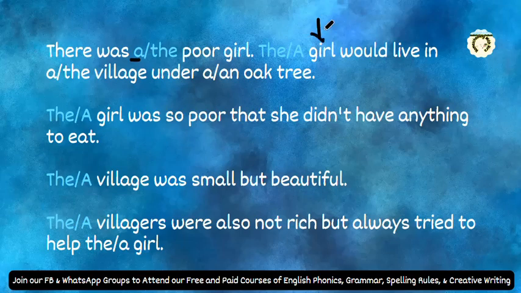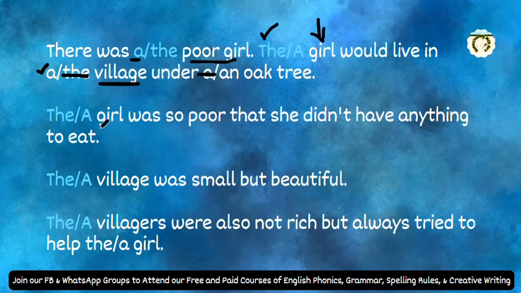Now, the second time we are using the word girl, and now we know which girl we are talking about. We have already talked about this girl, so we will write the definite article because we know which girl we are talking about. Here it was indefinite because we didn't know which girl we are talking about. There was a poor girl. The girl would live in a village or the village. The word village in this sentence is coming for the first time, so this will take an indefinite article. The girl would live in a village under an oak tree, right?